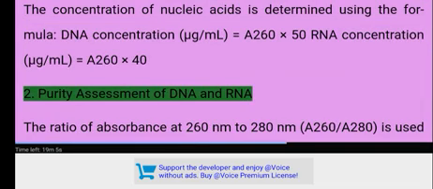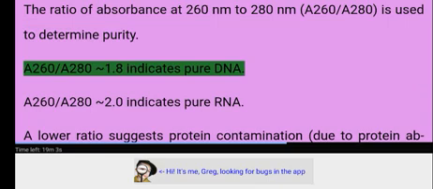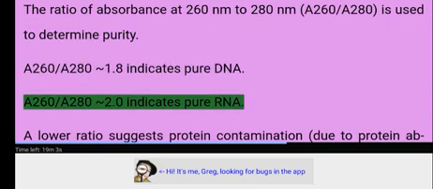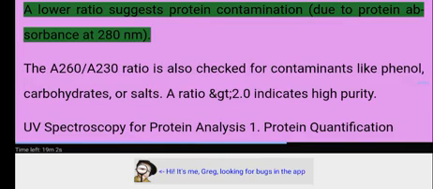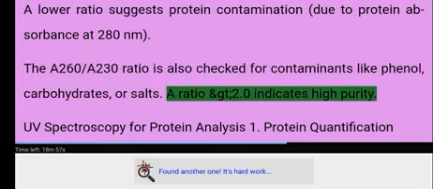2. Purity assessment of DNA and RNA. The ratio of absorbance at 260 nanometers to 280 nanometers, A260/A280, is used to determine purity. A260/A280 of about 1.8 indicates pure DNA. A260/A280 of approximately 2.0 indicates pure RNA. A lower ratio suggests protein contamination due to protein absorbance at 280 nanometers. The A260/A230 ratio is also checked for contaminants like phenol, carbohydrates, or salts. A ratio greater than 2.0 indicates high purity.